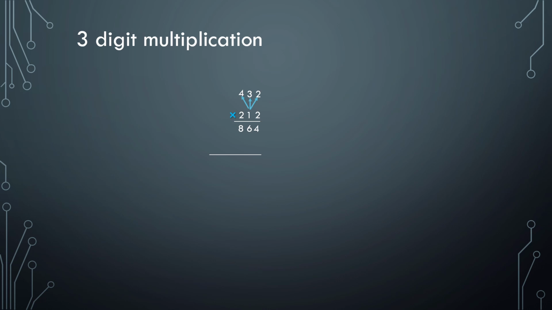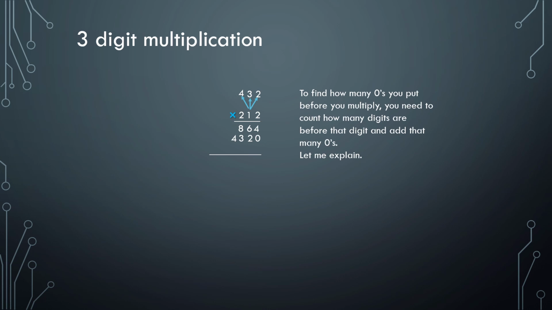So when we go to multiply this, you need to calculate how many zeros you need to add. So the number of zeros you need to add depends on how many digits are before that multiplying number. So for example, here you're multiplying the 1 times the 432. And you can see there's 1 digit before the 1, which is a 2. So since there's 1 digit before the 1, before you multiply, you need to add a 0.